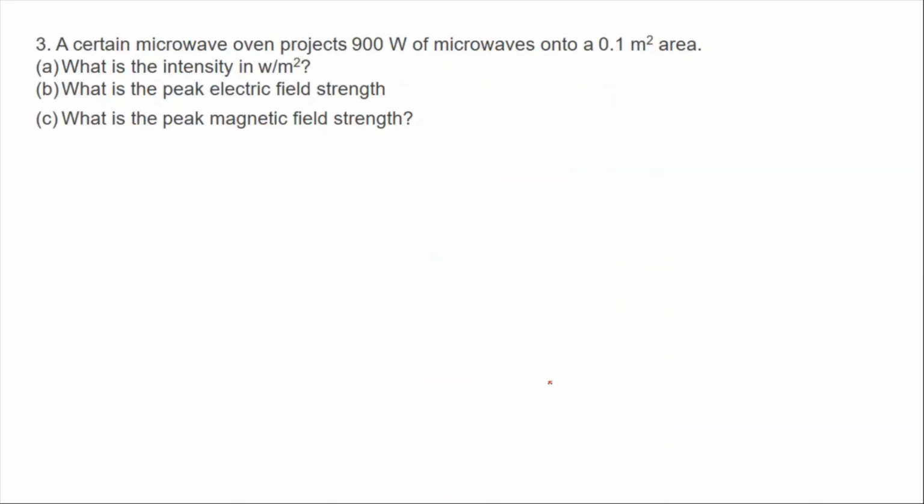The last question. A certain microwave oven projects 900 watts of microwaves onto a 0.1 meter squared area. First, what is the intensity in watt per meter squared? The average intensity I average is equal to P over A, and P is 900 watts divided by 0.1. This will give us 9,000 watt per meter squared.